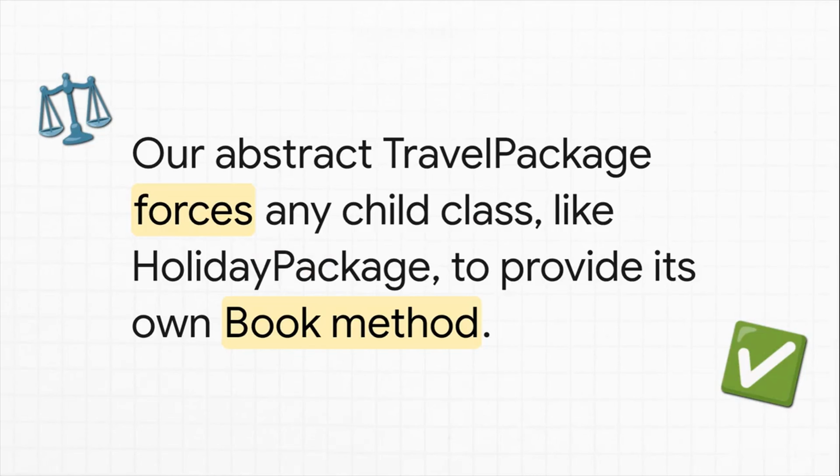Here's how an abstract class works in our app. By marking our travel package as abstract and giving it an abstract book method, we're creating a rule. We aren't saying how to book it, we're just enforcing a rule that says any future package inheriting from this one must provide its own book method. It's our way of guaranteeing that essential functions are never, ever forgotten.